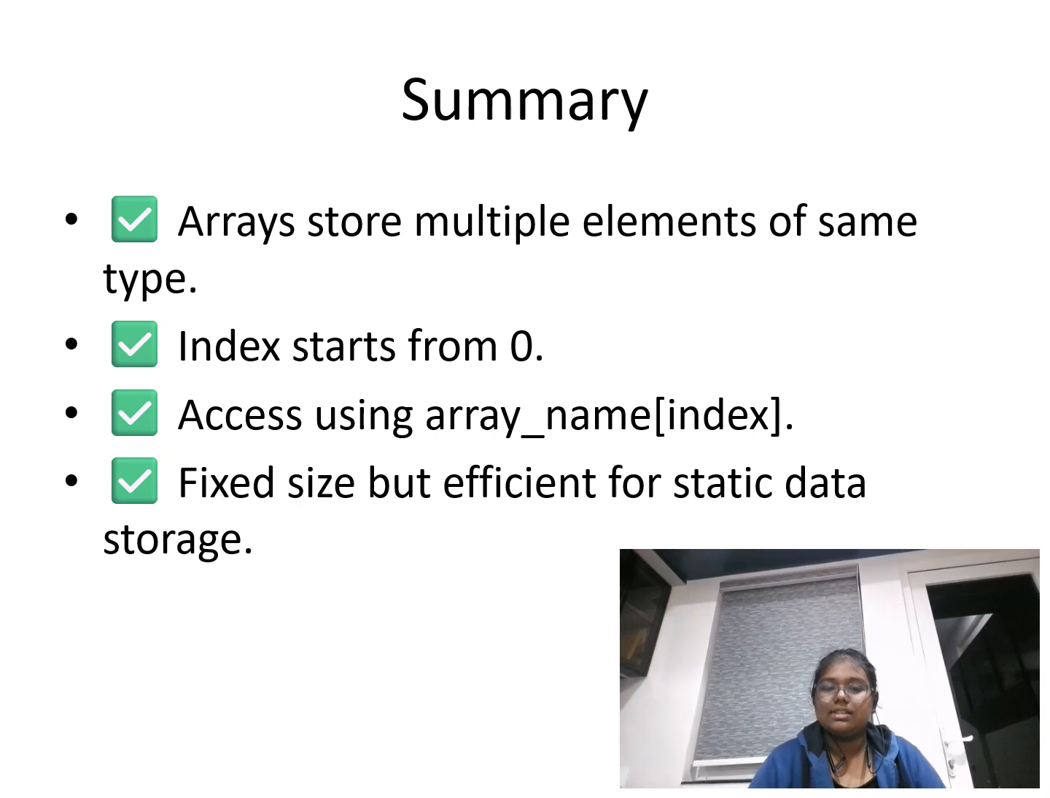And the summary. Arrays store multiple elements of the same type. I think we understood that before. And index starts from 0. This is the main key point which we all forget while coding. And access using the array name and index. This is the main syntax which we cannot forget anytime.